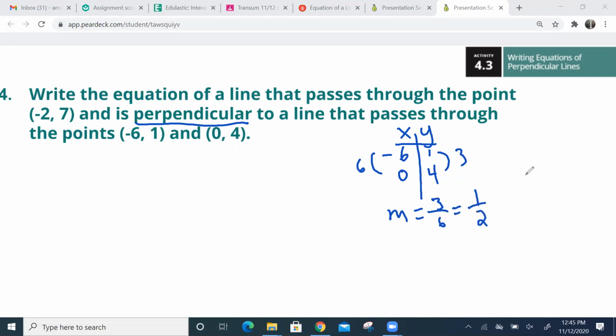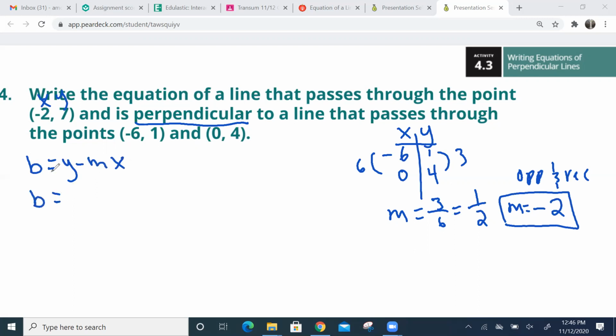So what's the opposite and reciprocal? The opposite of 1/2 is negative, and the reciprocal of 1/2 is 2. So there's our slope that we want to use. You don't want to use this one. You would use this one if the lines were parallel, because parallel lines have the same slope. We want to use this one because they're perpendicular. Okay, so there's your x, there's your y, there's the equation.